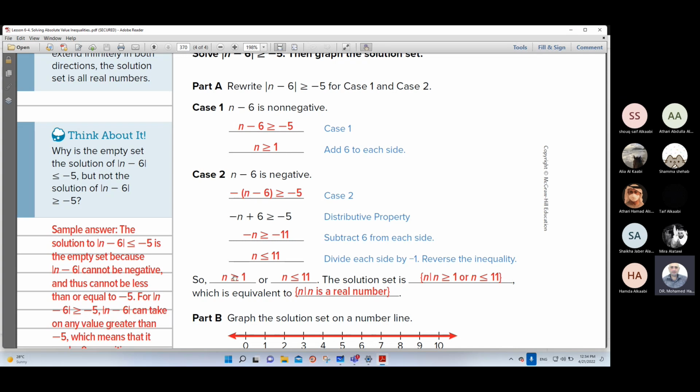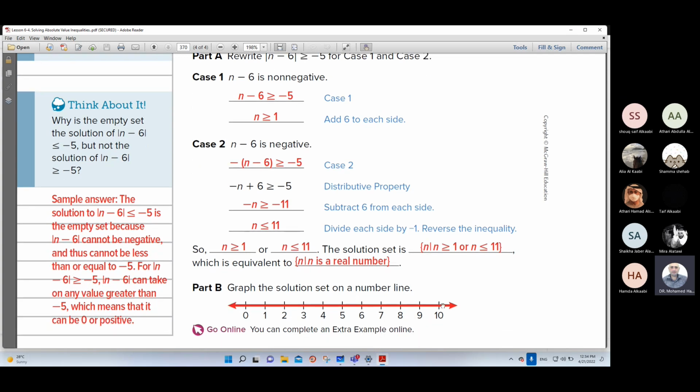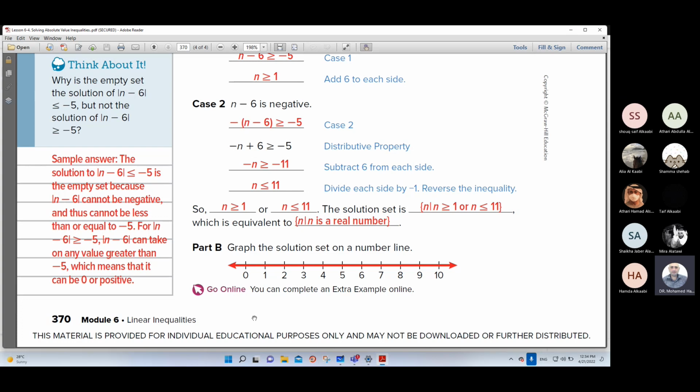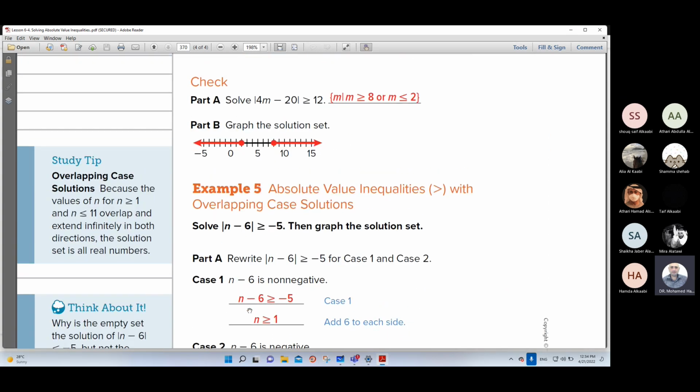Here n is greater than or equal to 1 and n is less than or equal to 11, where n is a real number. And this is the graph, showing all the values. So this is our lesson for today.